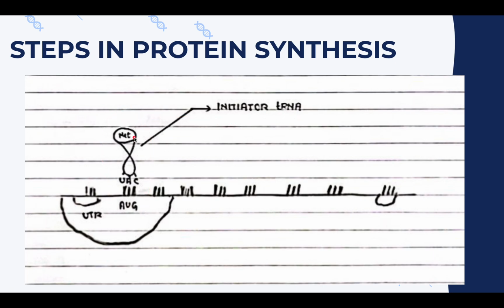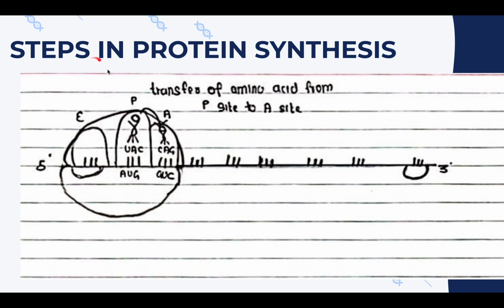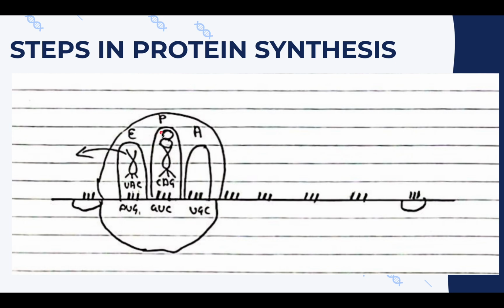It has methionine. Then the larger ribosome unit comes in such a way that it is in line with the smaller ribosome unit, and the initiated sequence is in the P site. After this has happened, another tRNA called the second tRNA will come. It will enter the ribosome at the A site, and after this has entered, the methionine from the P site on the first tRNA will be transferred to the tRNA in the A site. After that, the ribosome unit will shift one codon, so the first tRNA is in the E site and the second tRNA is in the P site.